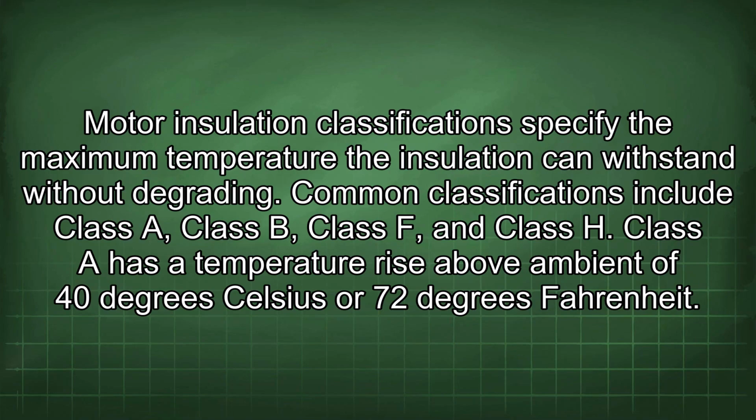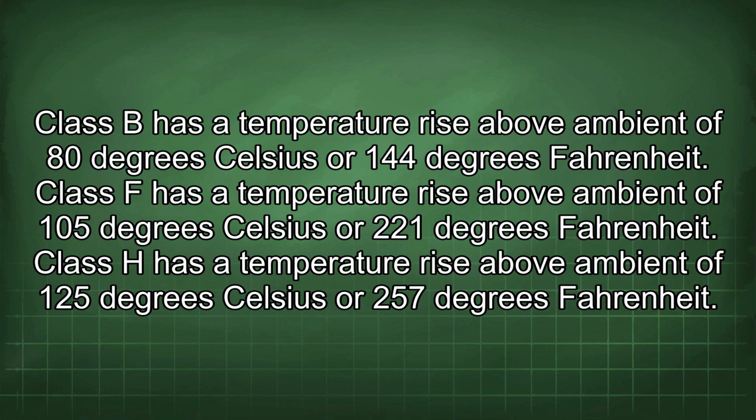Motor insulation classifications specify the maximum temperature the insulation can withstand without degrading. Common classifications include Class A, Class B, Class F, and Class H. Class A has a temperature rise above ambient of 40 degrees Celsius or 72 degrees Fahrenheit. Class B is a temperature rise above ambient of 80 degrees Celsius or 144 degrees Fahrenheit.